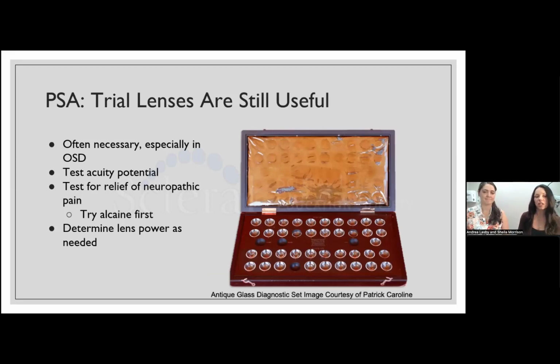Now, we've talked a little bit about this, so we'll just continue on with a few last cases. But again, public service announcement, trial lenses are still useful, and we love the tech. Those are our two things.